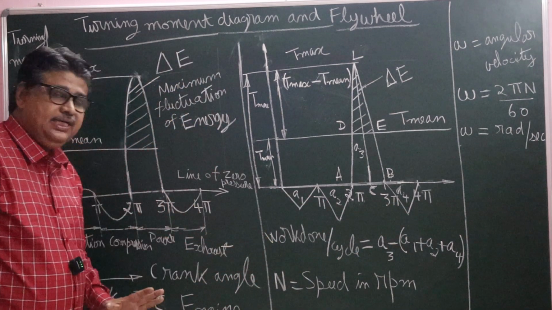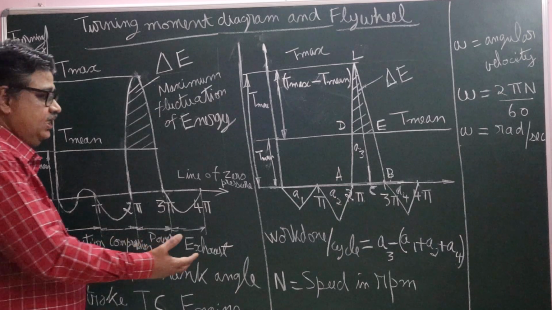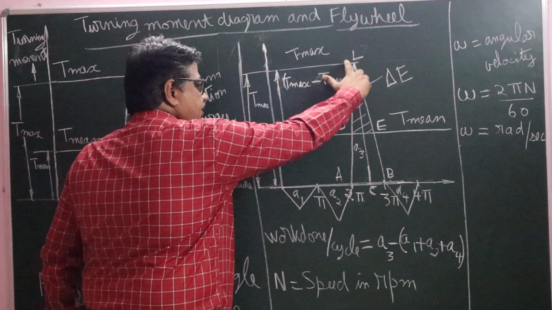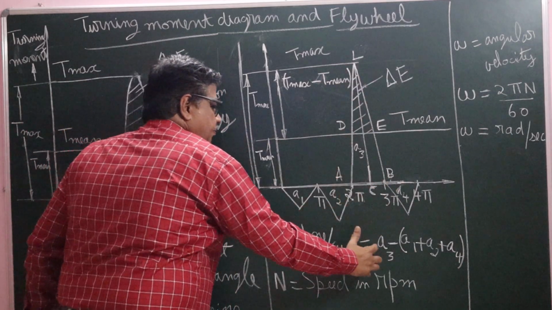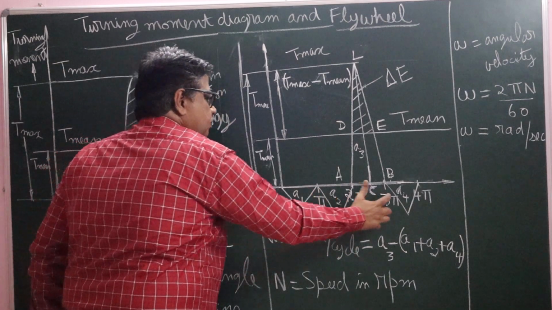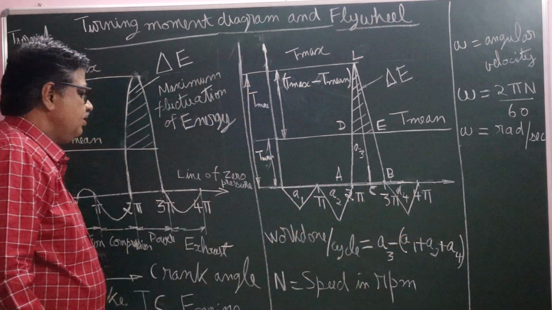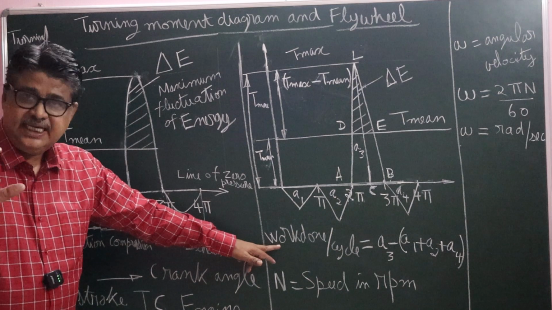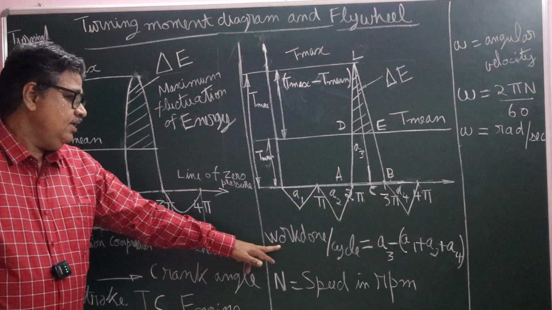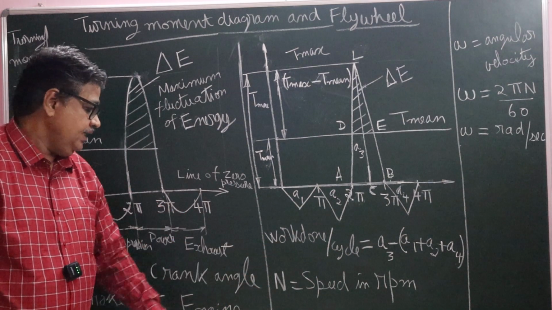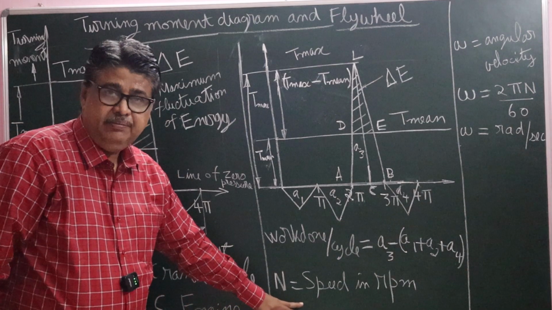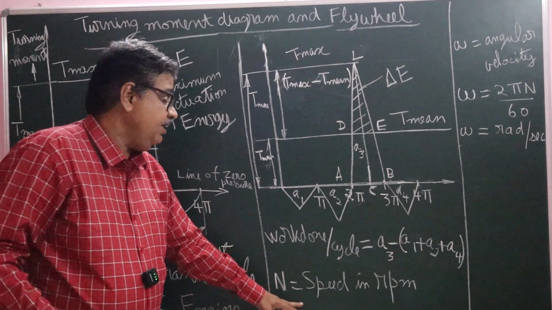Therefore, work done per cycle is equal to net area. Work done per cycle is equal to A3, the positive area, minus (A1 plus A2 plus A4). Therefore, this is the net work done per cycle in an internal combustion engine, right? So, N equals speed in RPM. This is the mean speed of the flywheel.